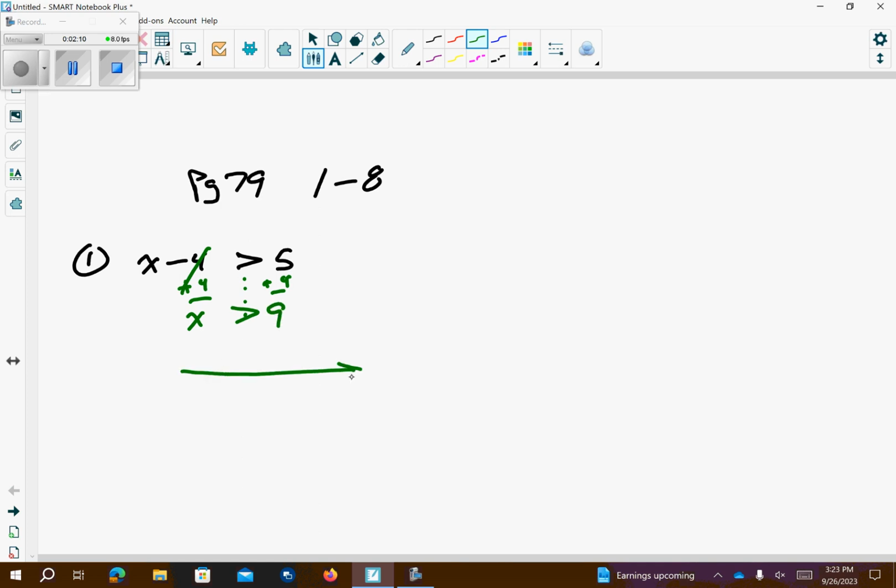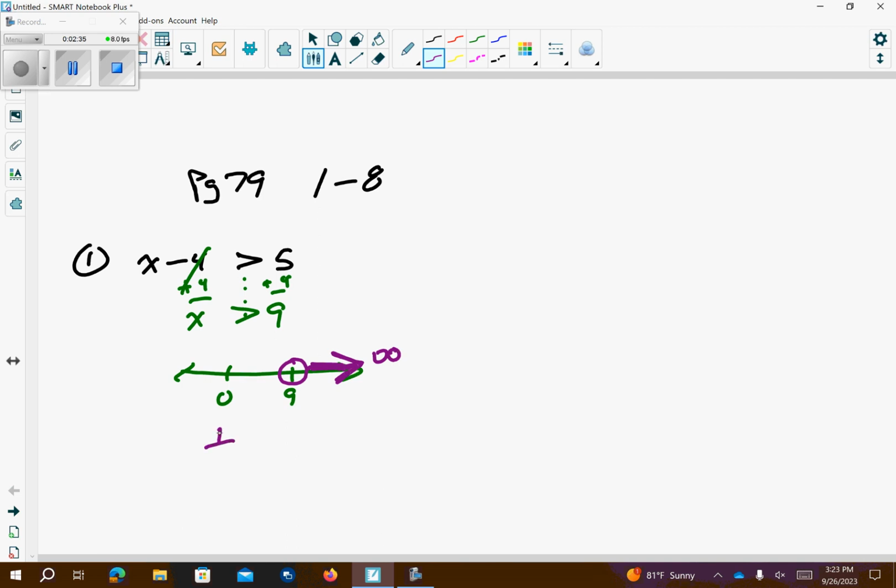Now, I always think it's kind of important to put it on a number line. We have just greater than, so this is going to be an open circle. If there was a line underneath it, it would be a closed circle. And I want values greater than 9, so I'm going to shade to the right. And all the way to the right is a number called infinity, which is this sideways 8.